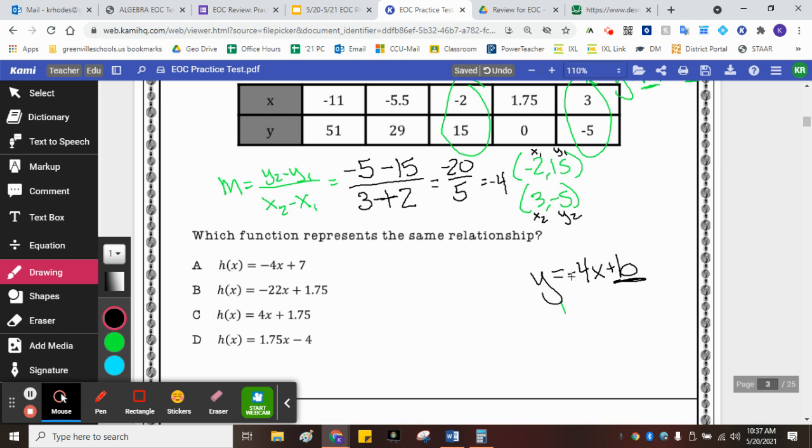Which one has a slope of -4? A. A has a slope of -4. Another way you can do it is use your linear regression formula.